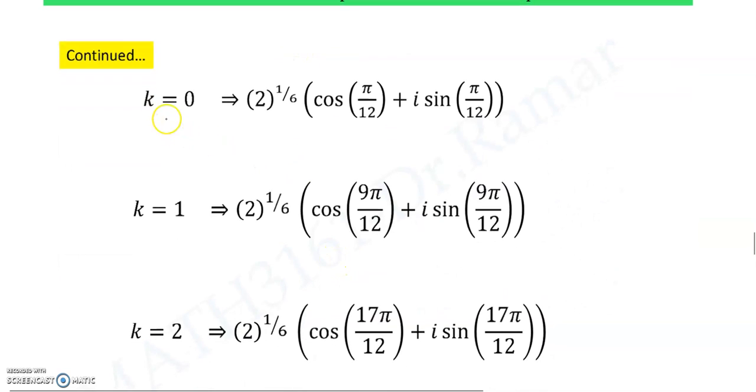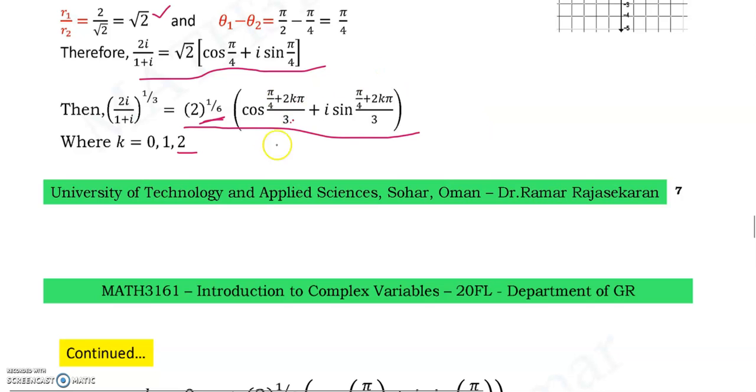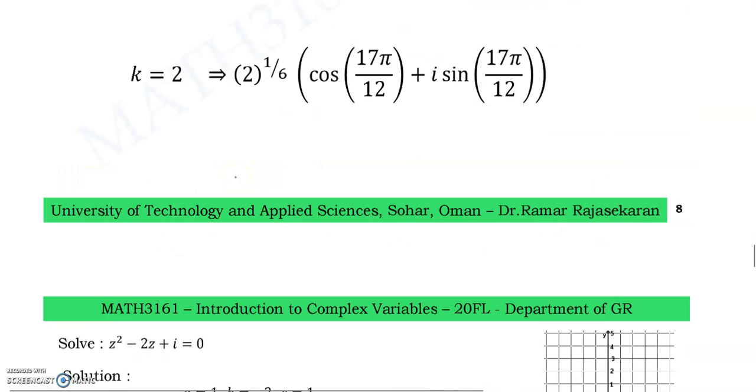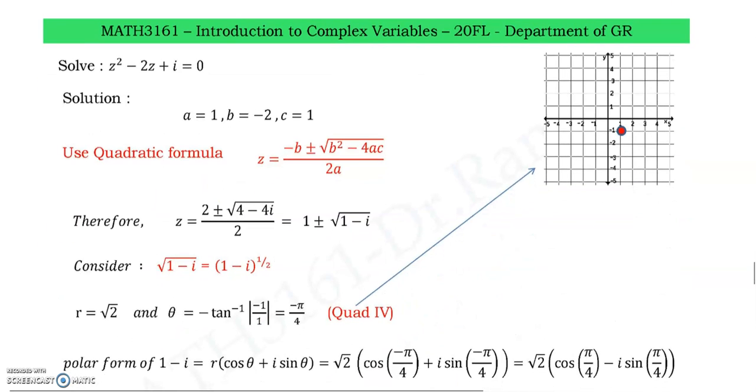Okay, so for k equal to 0, what is this? 2 power 1/6 times cosine pi over 12 plus i sine pi over 12. Okay, from this one. Similarly you can find for k equal to 1 and 2. Okay, that's it. Next, you see, solve z squared minus 2z plus 1 minus i.